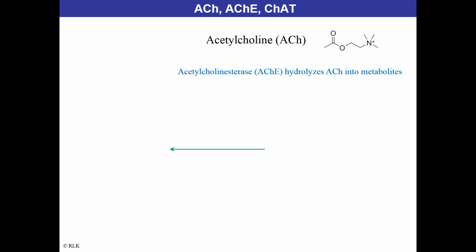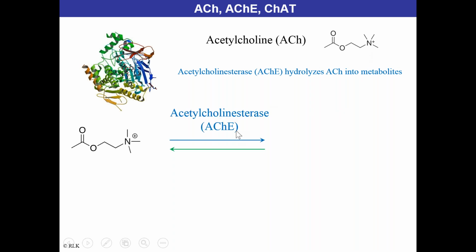So one can break it, and we can call that the ACE, and that's the acetylcholinesterase. It hydrolyzes ACh into metabolites. Basically, this almost appears as an ester. And so what can that be broken down into? Well, it can be broken down into carboxylic acids and alcohols.